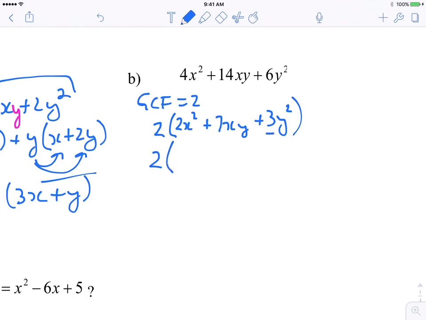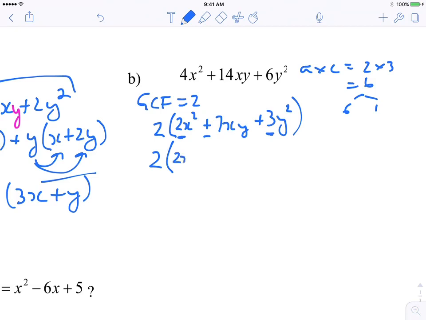We know there aren't two numbers that multiply by 3 and add up to 7. We're multiplying a times c. So in this case, 2 times 3, which is 6. We need two numbers that multiply to 6 and add up to 7. And they're 6 and 1, or 1 and 6. And they're both positive, so we're going to use positive 6 and a positive 1.